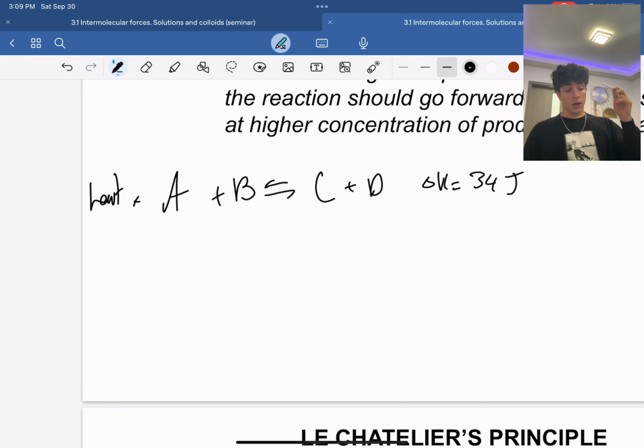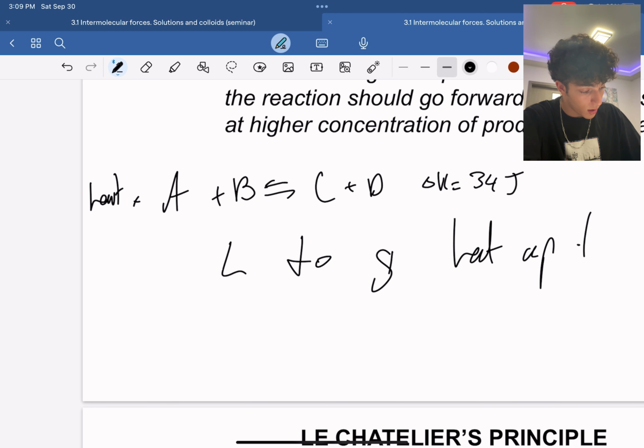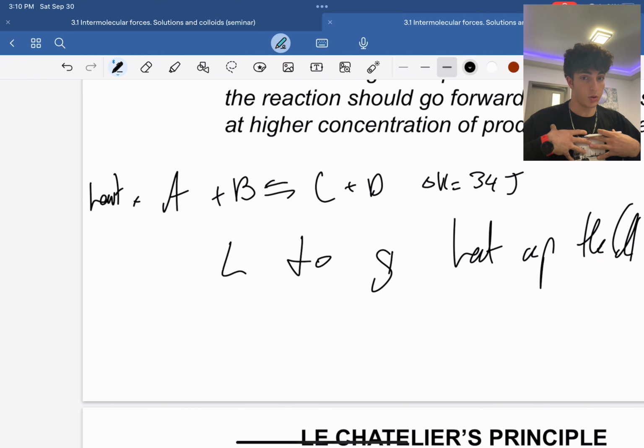Now, this is so important. Sometimes the delta H will not be given to you, but common sense. When we're going liquid to gas, what happens? You have to heat up the liquid. Now, heating up the liquid means what? Does it mean it's losing energy or gaining energy? Think of it in particles.